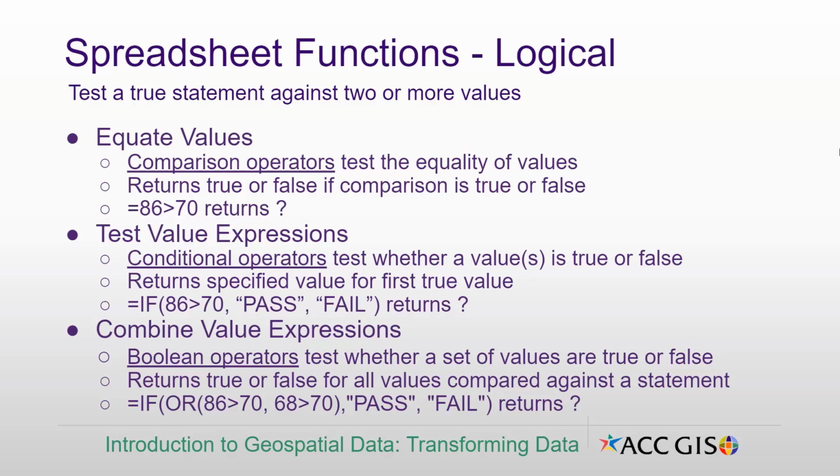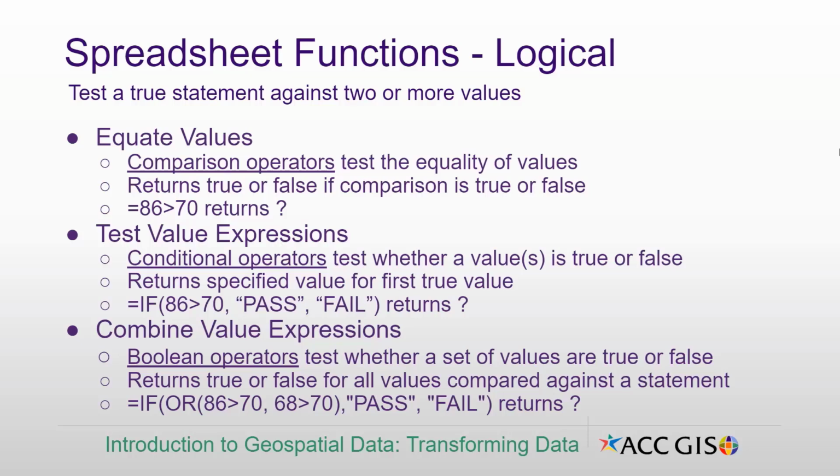We can also use logical functions to test value expressions. This is something we use a lot in data analysis, in which we use conditional operators to test whether a value is true or false, and then it returns a specified value for the first true value. So instead of the words true or false, it returns the value we want. In the expression equals IF, open parentheses, 86 is greater than 70, which it is, then comma, return the true value, which is pass, or return the false value, which is fail. In this case, 86 is greater than 70, so the return value is going to be pass.